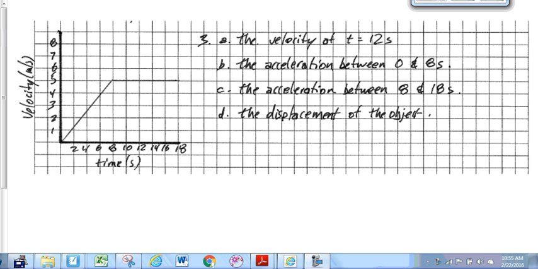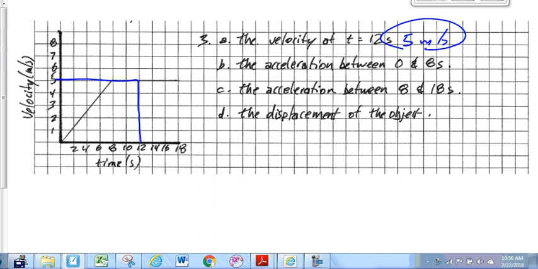Velocity time graph. We want to find the velocity at 12 seconds. So what are we going to do for finding the velocity at 12 seconds? Whenever we want to find something that appears on the y-axis, we're going to go up and over. So let's go 12 seconds, up, over, gives me 5 meters per second.